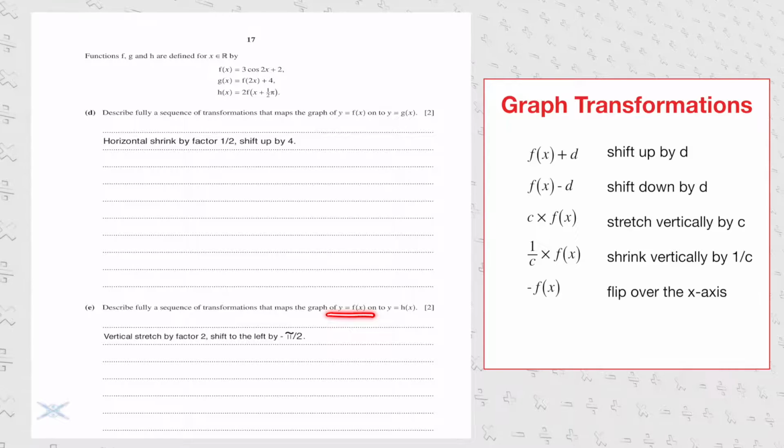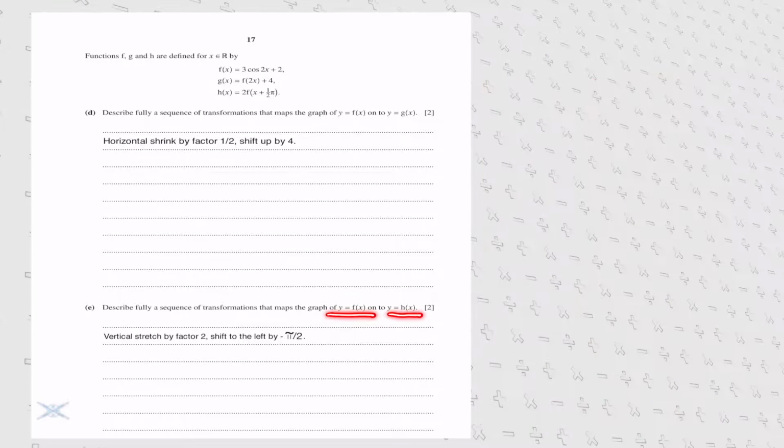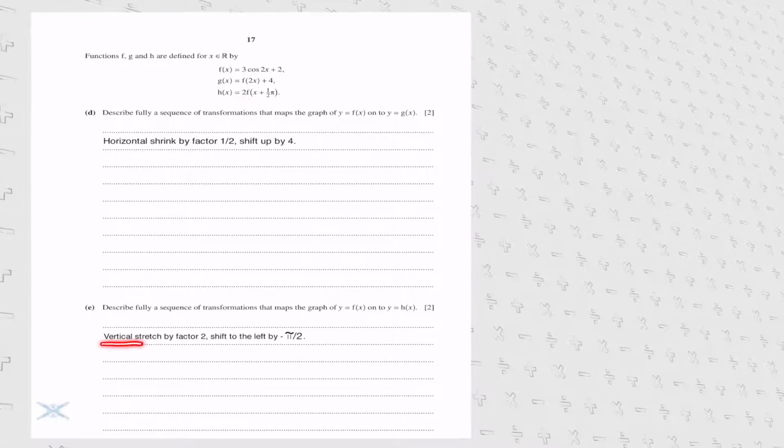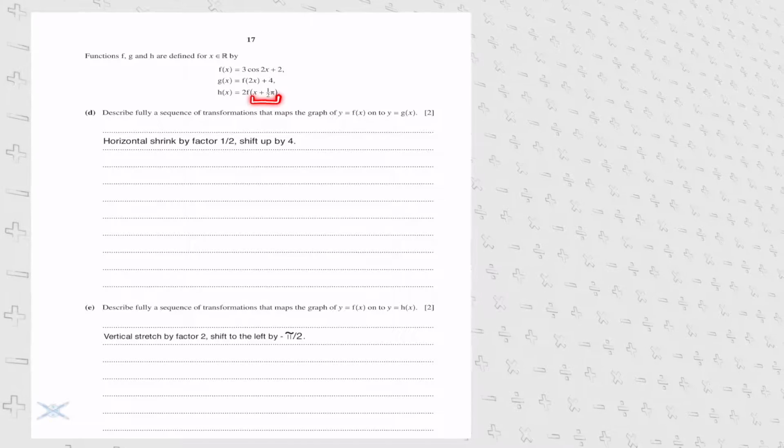In part E, similarly according to the same rules, we will be able to fully describe the sequence of transformations that maps the graph of y equals f of x onto y equals h of x. So in this case, the expression 2 multiplied by f indicates that the graph would be vertically stretched by factor 2 and shifted to the left by pi/2 according to this expression inside of the brackets, since in order to get 0 as a result for the expression x plus 1/2 pi, we would have to subtract the same value of pi/2, which is the same as 1/2 pi.